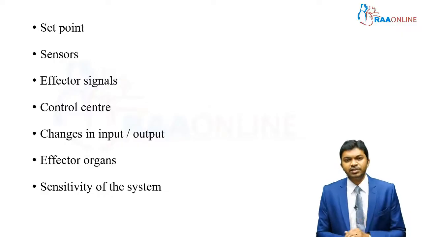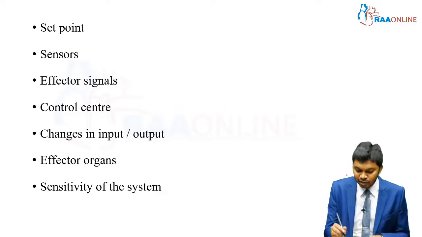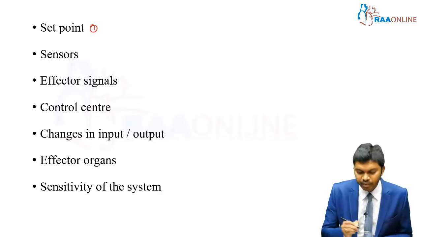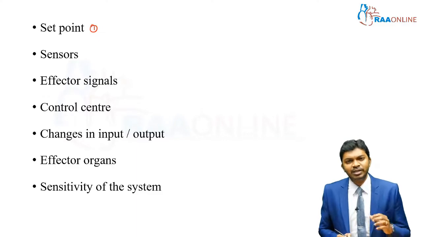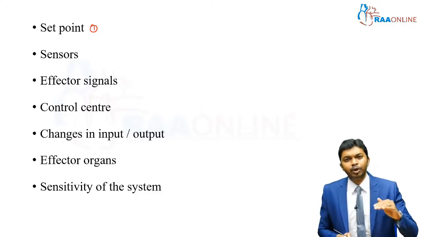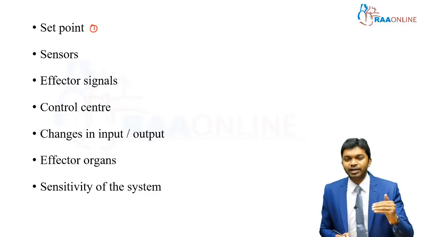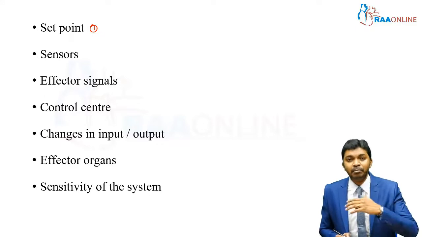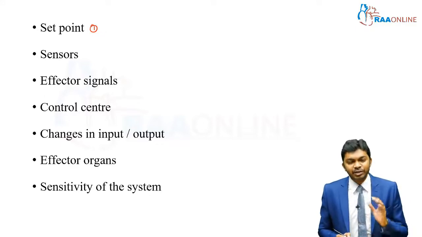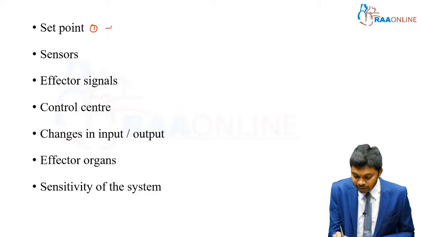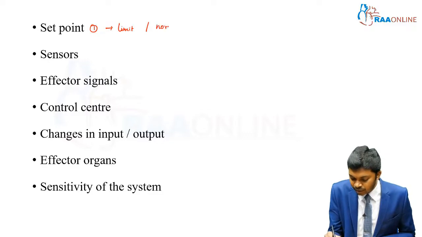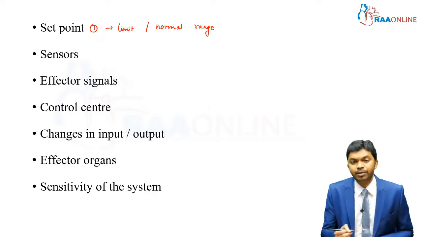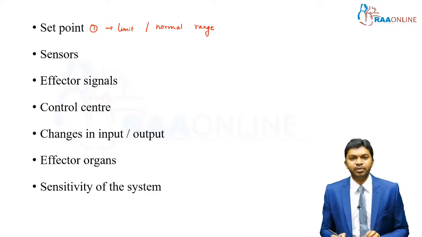If you look at these terminologies, the first thing is what is called a set point. Now, in a dam, what is the set point? The limit beyond which the water cannot rise, because if that happens, the dam might crack. So set point is the limit, people. In the body, we call this the normal range.